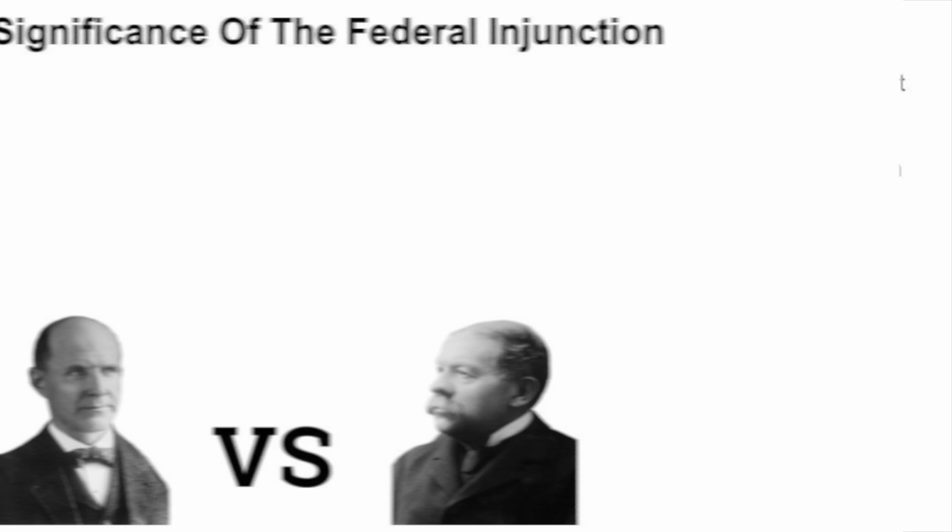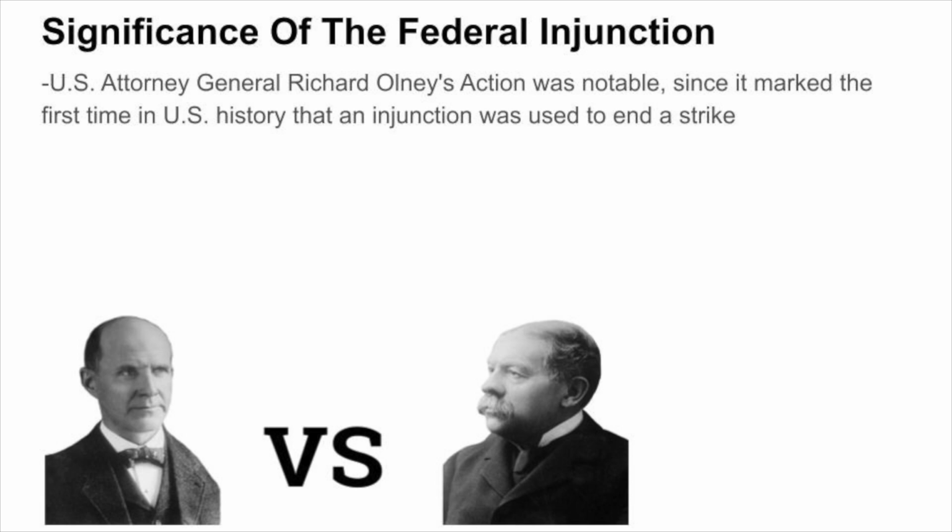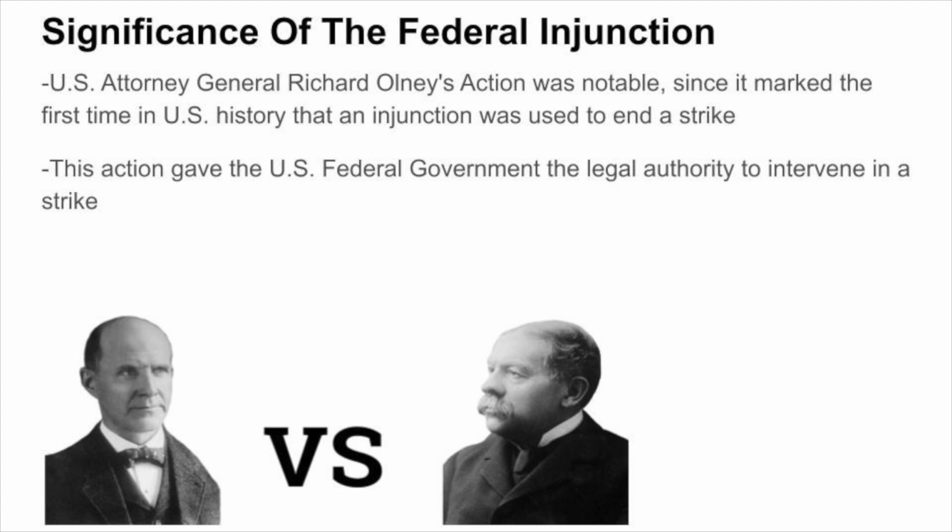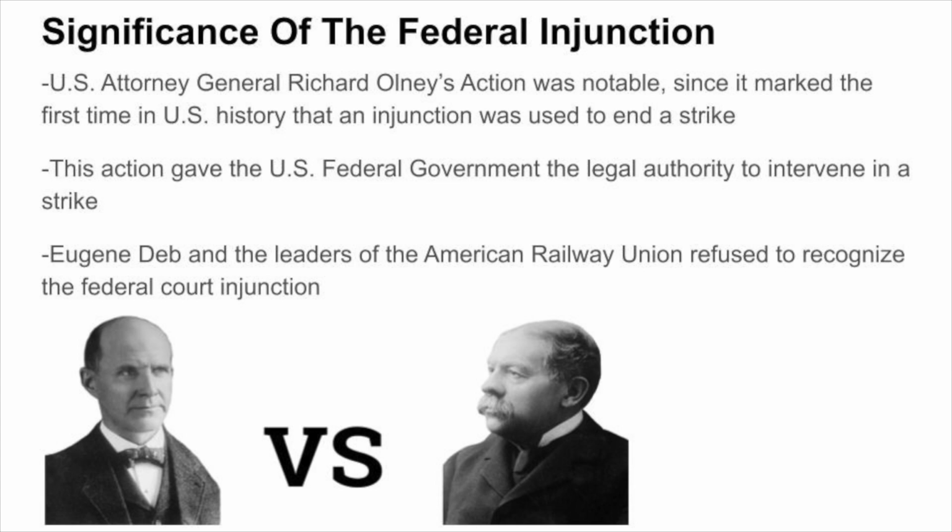Attorney General Olney's action was notable since it marked the first time in U.S. history that an injunction was used to end a strike. This action gave the U.S. federal government the legal authority to intervene in a strike. Both Eugene Debs and leaders of the American Railway Union refused to recognize the federal court injunction.